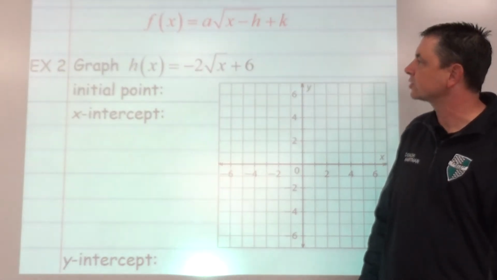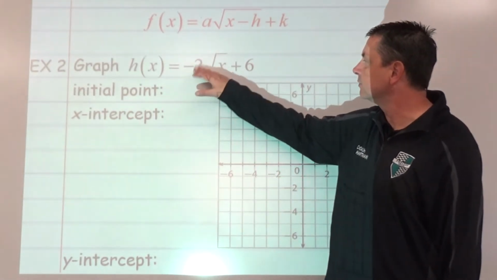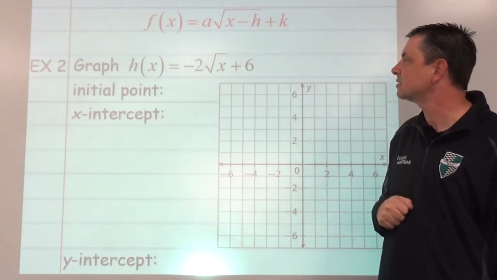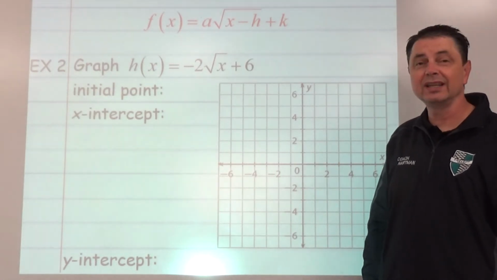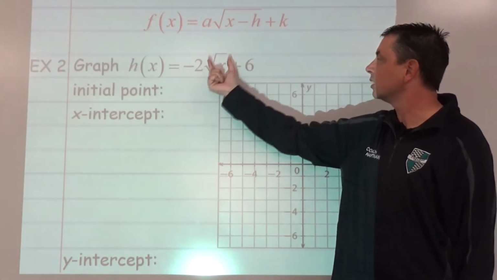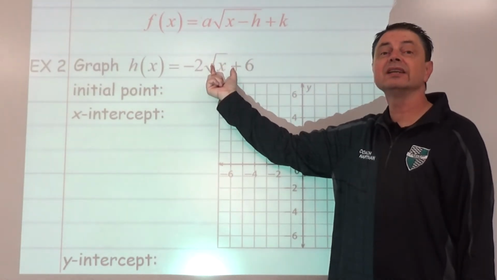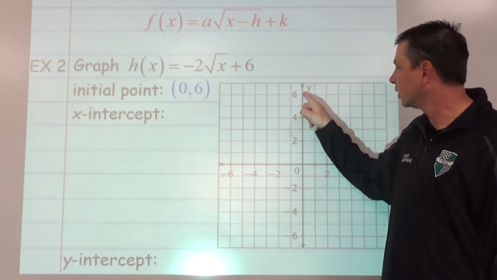Example number 2, let's graph h of x. H of x is equal to negative 2 times the square root of x plus 6. Let's start with the initial point. What is it? H coming from here is 0, comma 6, right up there.